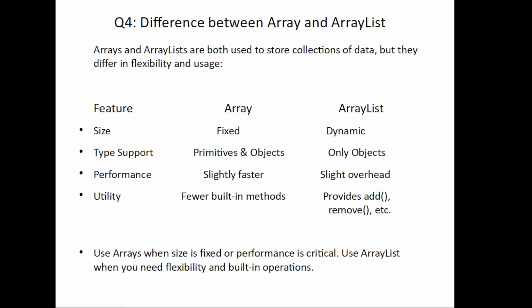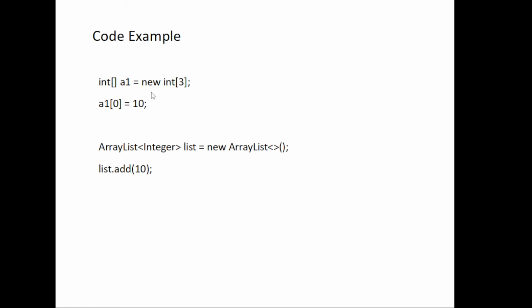which means it grows or shrinks automatically, but it can only store objects. Let's quickly see an example of both. Here a1 is a simple array with fixed size 3. You can store int values directly here, and list is an ArrayList here. You can keep adding elements because its size adjusts automatically.